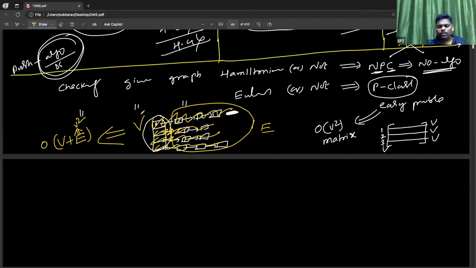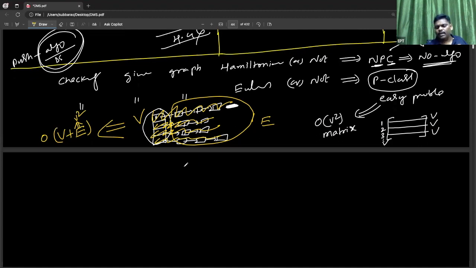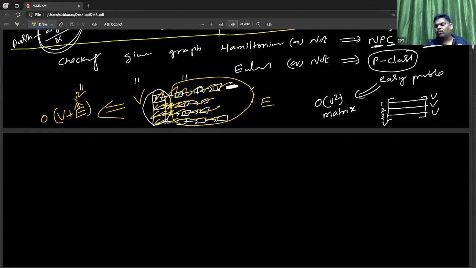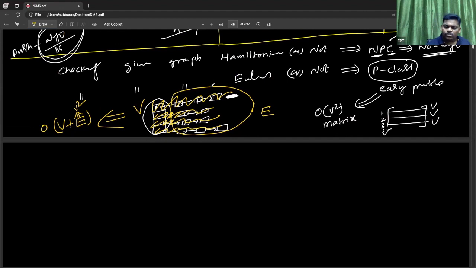Fine. So checking whether the given graph is Euler or not: with a matrix it is V squared, with a list it is going to be order of V plus E. That's okay, it is not a big deal. Just complete Algo and DS and come back here, you will get it. If anyone has a small doubt, write it in your notes also. This one is based on graph representations.